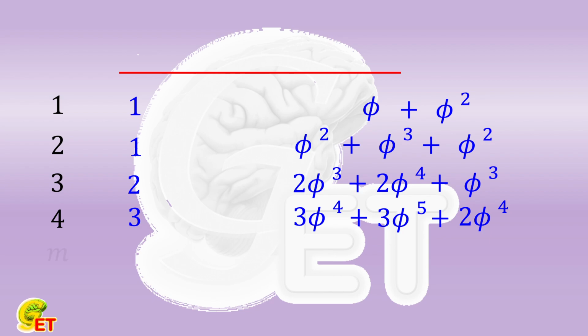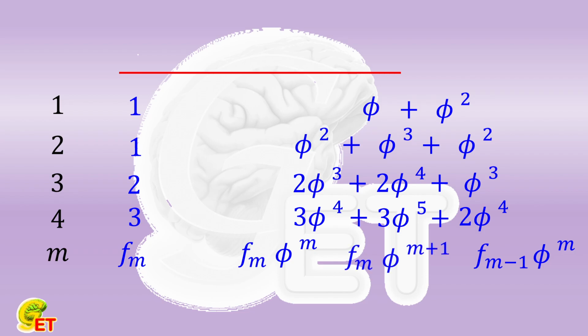So in group m, there should be Fm cuts. The longest length should be phi to the mth power, including 2 parts. One part is the Fm segments cut out in this group, and the other part is the F(m-1) segments left over from the previous cut. In addition, there are also Fm segments with the length of phi to the power of m plus 1.